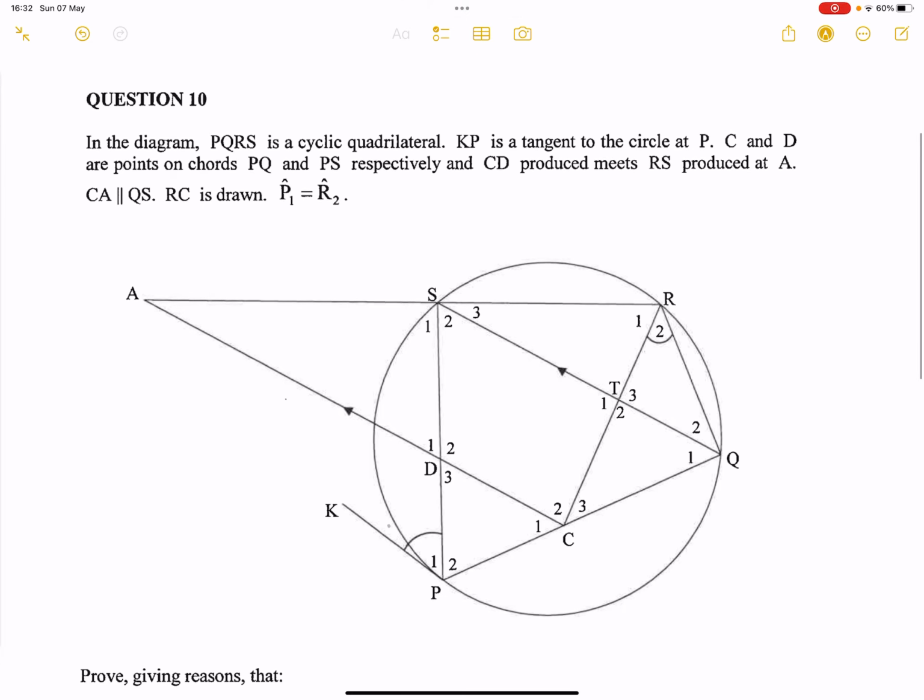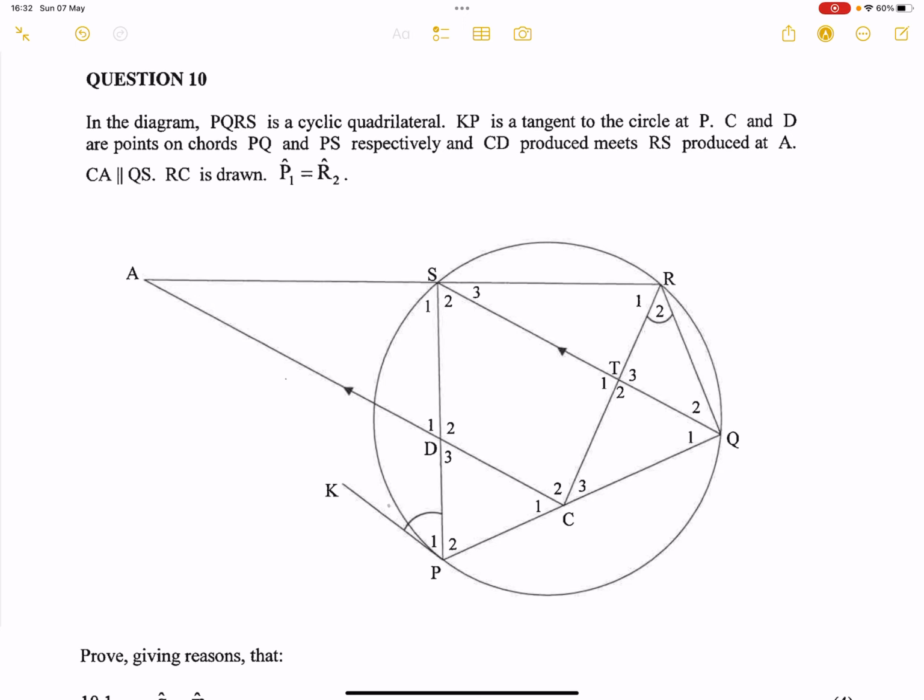They say to us, in the diagram, PQRS is a cyclic quad. They've given us KP there, which is a tangent to the circle at P. And they give us C and D, which are points on the chords PQ and PS respectively, and CD produced meets RS produced at A. That's a whole lot of information that we're given, obviously to try and assist us to understand this question.